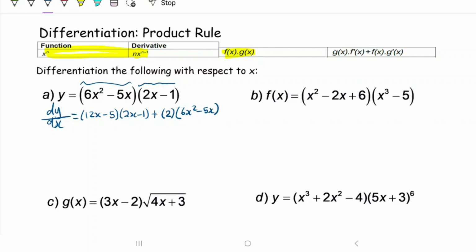In most situations, you are allowed to leave your answer in this form, or you can go on and multiply it throughout and see what that gives you. That is algebra that I trust that you will be able to do. Let's do the second one.